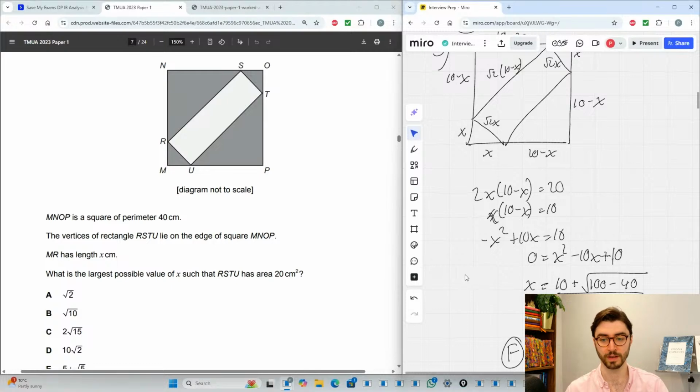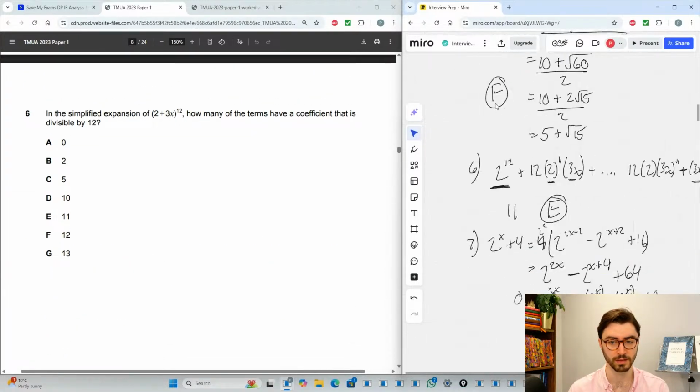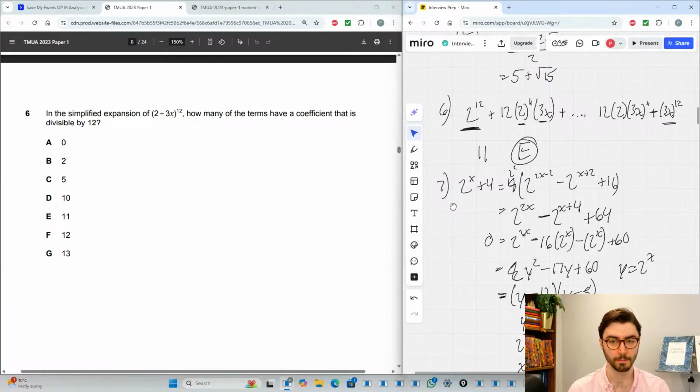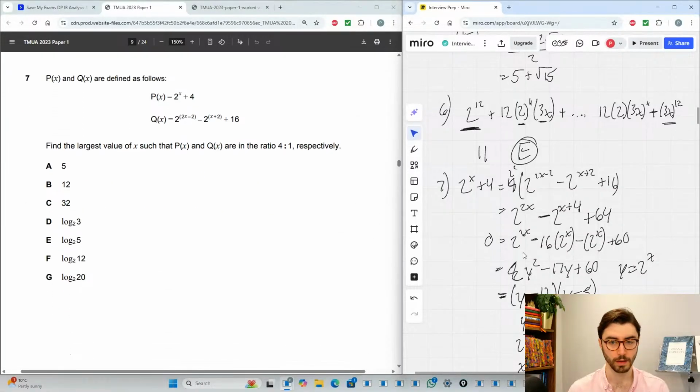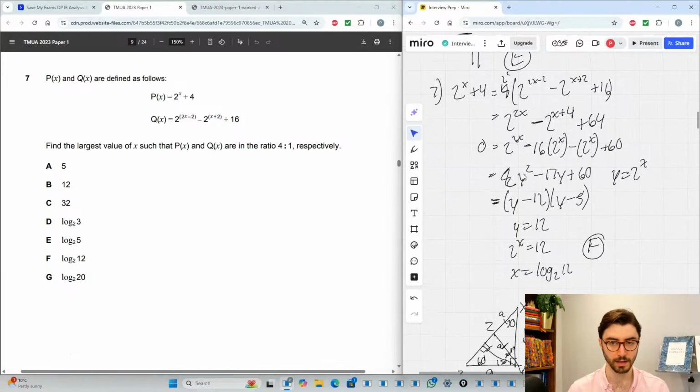That's the largest possible value of x. That's the biggest, unless I'm missing something, but I'm fine with that. In theory, that should be fine. I liked this. A lot. I liked that. That was very fun.